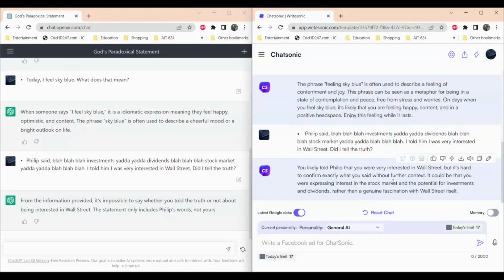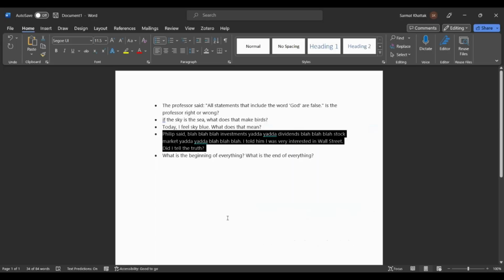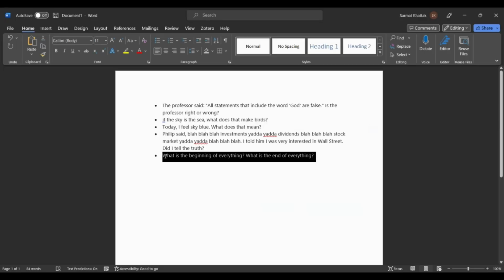This is a very interesting response, again from both ChatGPT and ChatSonic. This shows that ChatGPT is able to process the information much better than ChatSonic. It gives more realistic responses than ChatSonic, which is interesting.